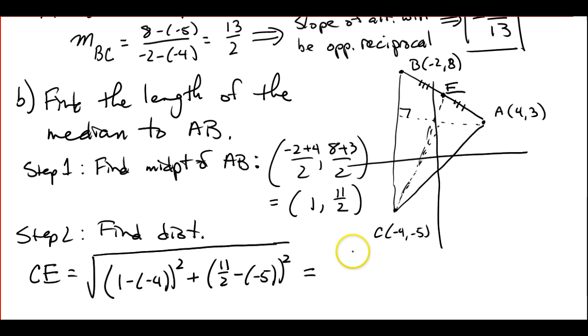And we'll do this one as a decimal. Make sure you just follow the directions to know whether you want to do it as a decimal or in radical form. And we should get about 11.6 units.